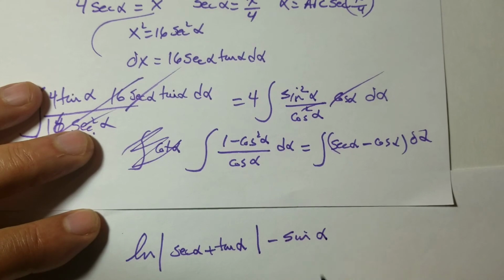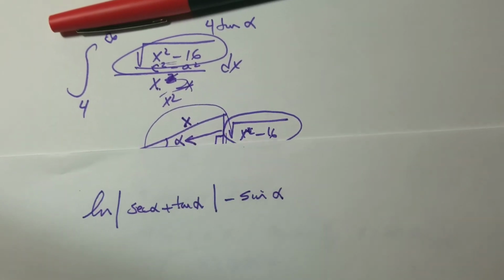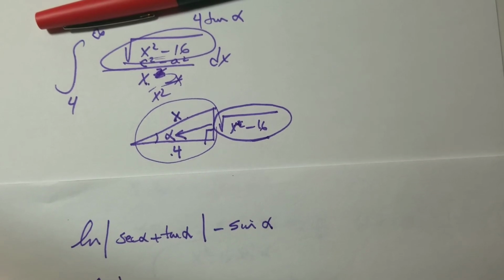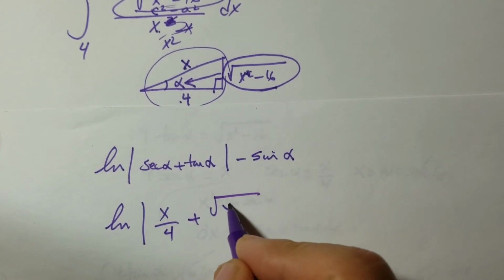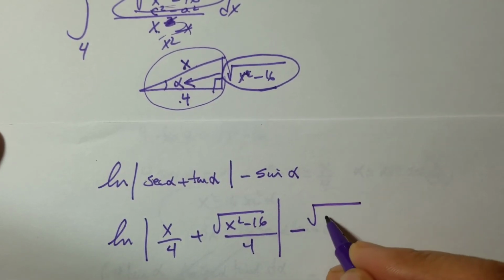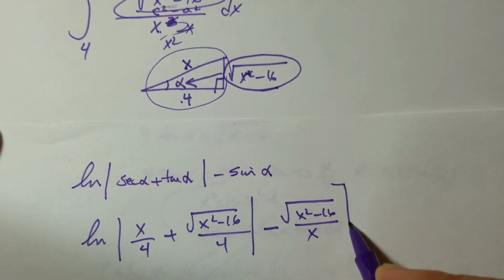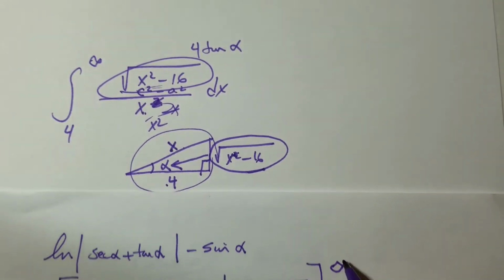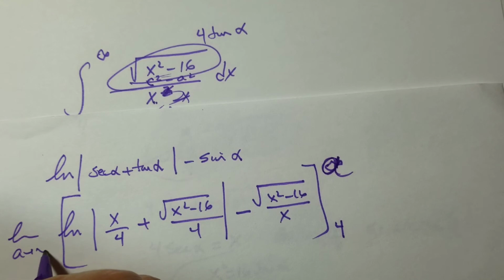This is a negative sine, but I gave you an algebraic function, not a trick. I go to this triangle and I said this is a natural log of a secant, which is x over 4, and the tangent is the square root of x squared minus 16 over 4, and the sine is the square root of x squared minus 16 over x. All of these is from 4 to infinity. But what was the infinity? It was a, and I take the limit as a approaches infinity.